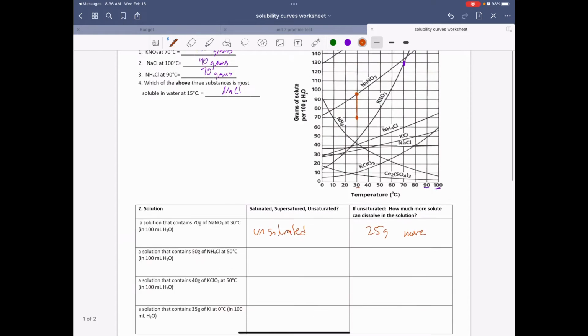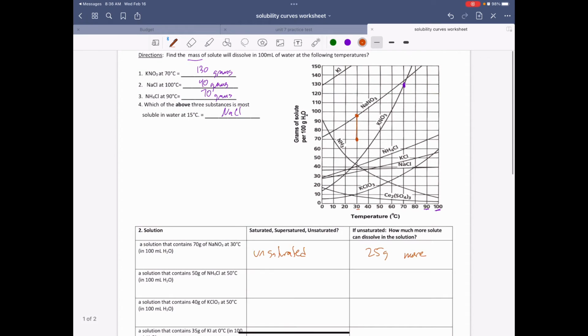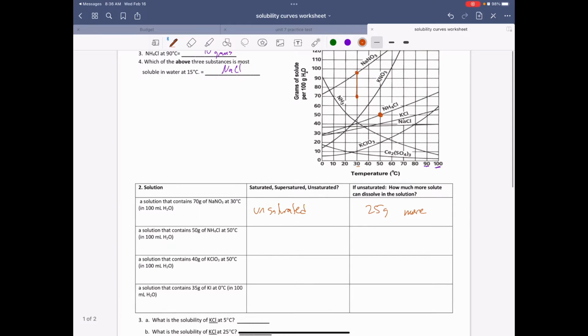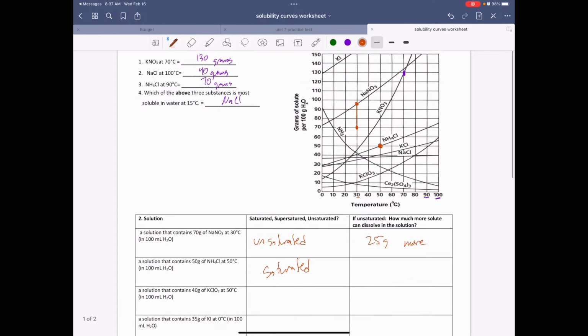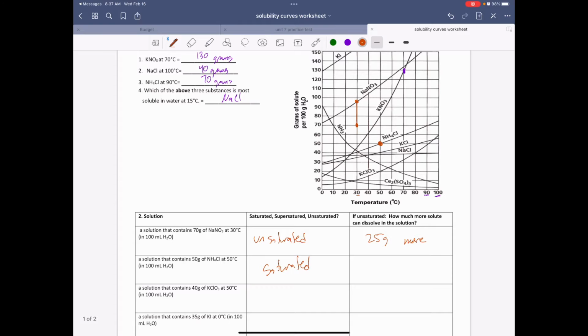50 grams of NH4Cl at 50 degrees. So 50 degrees, 50 grams. I'm just going to make a little dot right here. And that looks like it's right on the line. This would be saturated. 40 grams of potassium chlorate at 50 degrees. So let's go 50 degrees, 40 grams. Put a little dot right there. And we're interested in KClO3. It looks like we're above it, so we are definitely supersaturated.